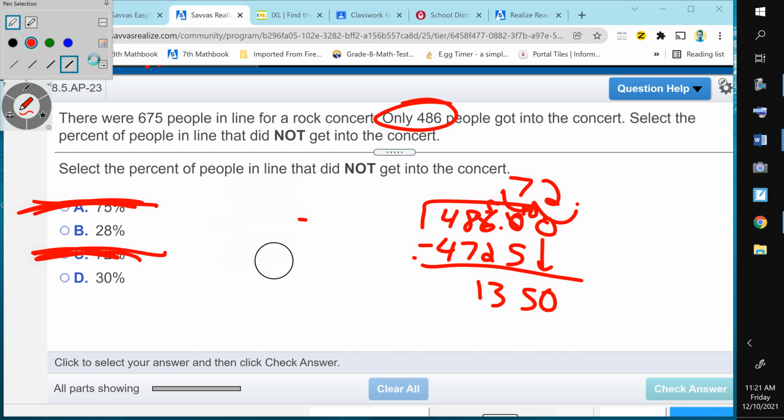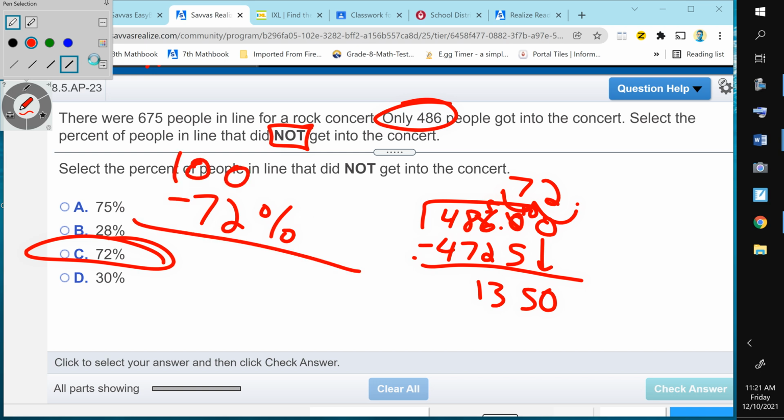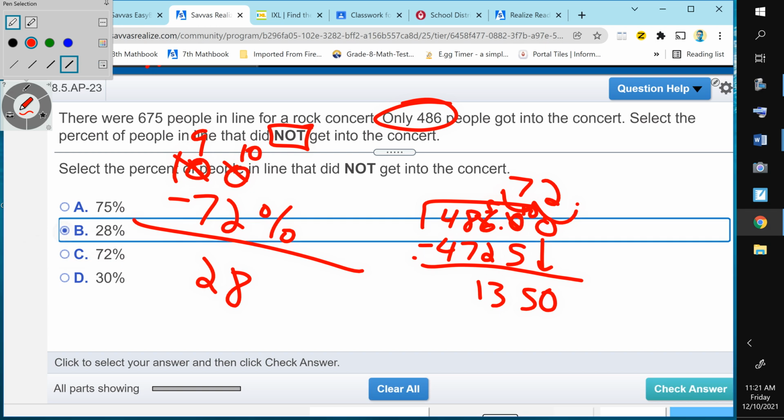Now notice, I don't see 72. Actually, I do see 72% as my answer. It's right here. And the answer is not 72%. This is a trick question. They do help you because they put this in bold. 72% got into the concert, which means what percent did not get into the concert? 28% did not get into the concert. 72% did. The question is not asking how many did, it's how many did not. And that answer is 28%.